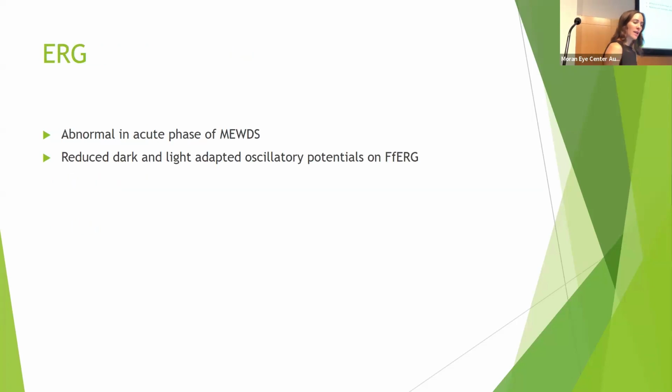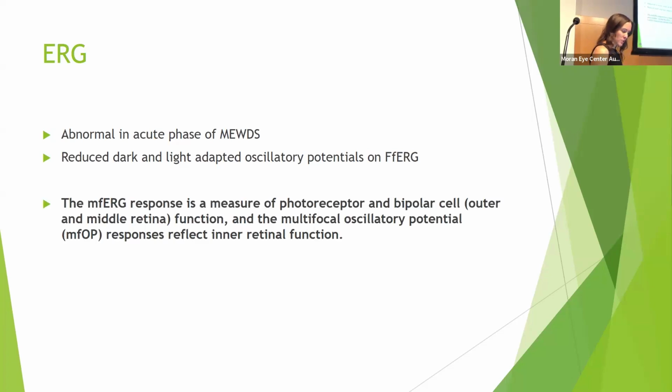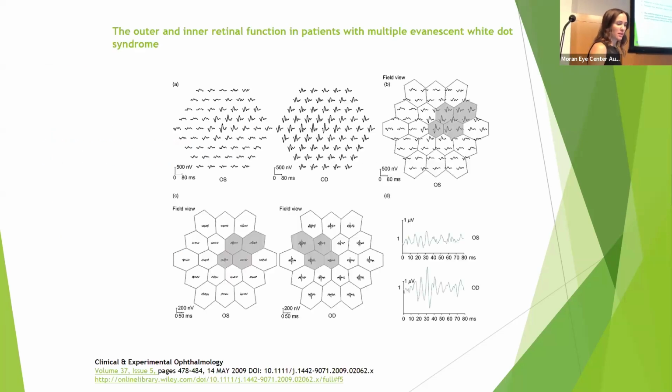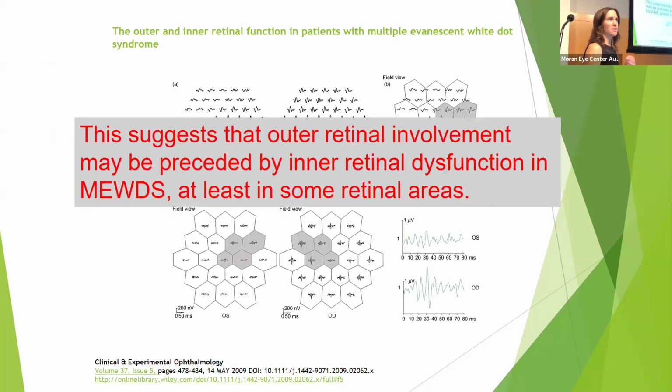Both full field and multifocal ERG can be abnormal in MEWDS in the early stages. We use multifocal ERGs to determine the functional topography of the retina. And while multifocal ERG evaluates the outer and middle retina, multifocal oscillatory potentials tell us about the inner retina. When that's studied in MEWDS, it does suggest some inner retinal dysfunction that may precede the outer retinal dysfunction that shows up so well in the OCT.